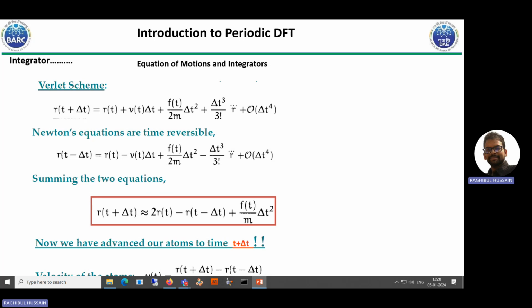What do you mean by time reversal? Any idea? I think a lot of people have done the classical equations. Have you ever heard of time reversibility?